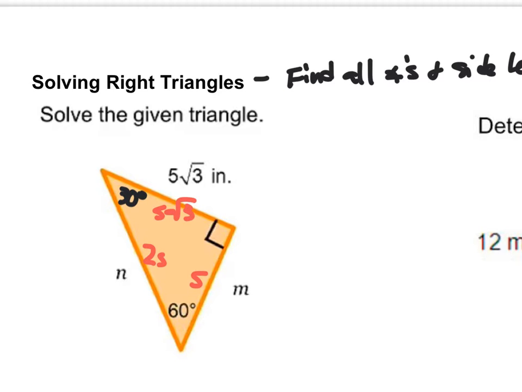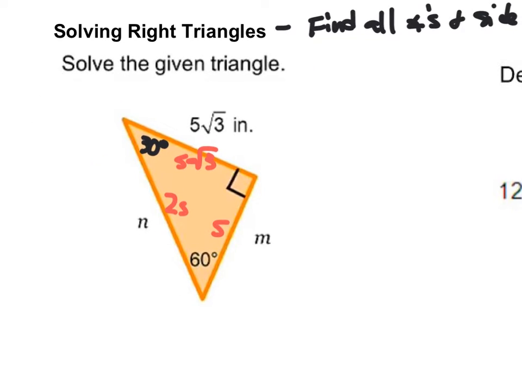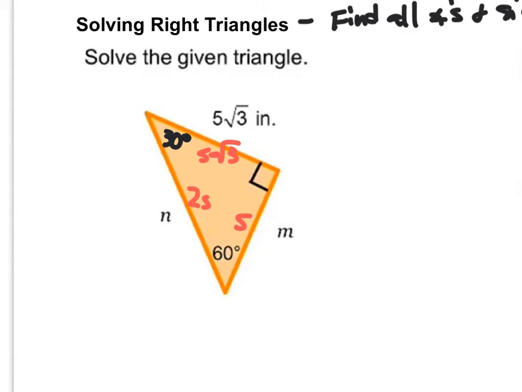Now, in that other example on the last page, you're probably going like, hey, what are you doing? Why are we doing this? What I do is when I label this, it allows me to set up equations. It allows me to say that I know that m is equal to s. Okay, so if I figure out what s is, I can figure out what m is, okay? And I know that n is equal to 2s, all right?